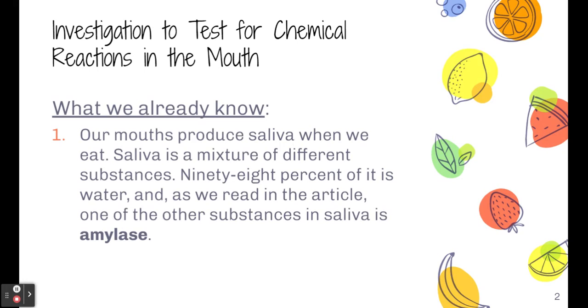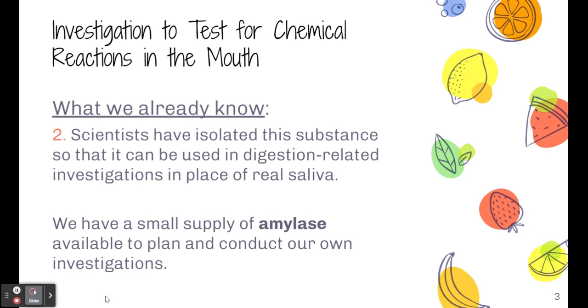Our mouths produce saliva when we eat. Saliva is a mixture of different substances, but 98% of it is water. And as we read in the article, one of the other substances in saliva is amylase. Scientists have isolated this substance, amylase, so that it can be used in digestion-related investigations in place of real saliva. We have a small supply of amylase available to plan and conduct our own investigations, so we don't have to use someone's actual spit.